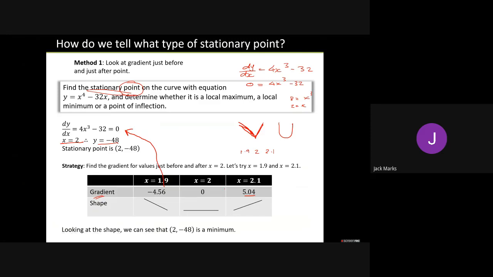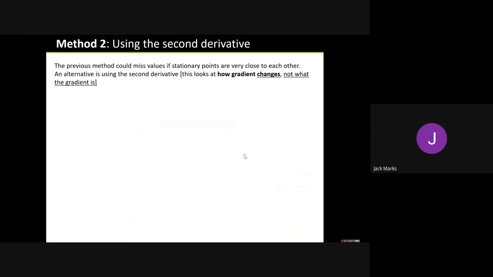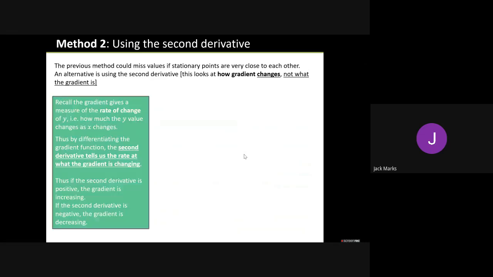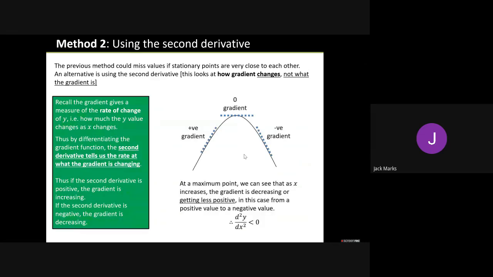Now, there are other ways to do this. You could actually plug 1.9 and 2.1 into the equation itself and look what happens to the y values. But this is probably the easiest way to do it. So find out the point and inspect to the left and to the right, but make the gap between them very small. However, there is a more robust method, because sometimes you could accidentally go too far if they're very close to each other.